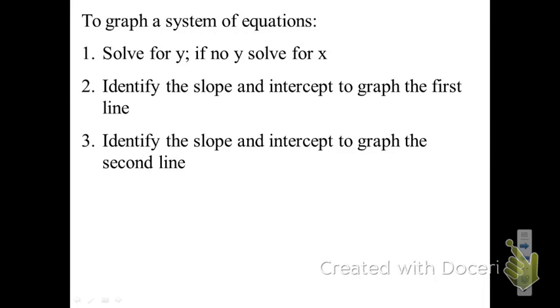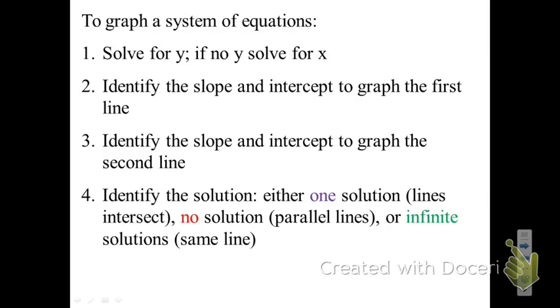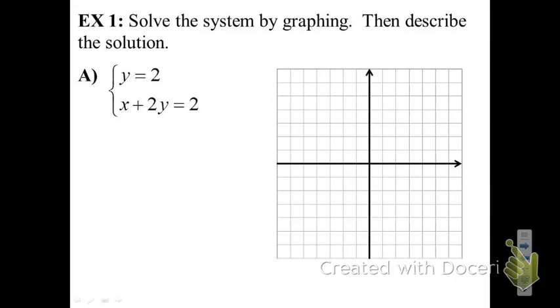So to graph a system of equations, the first thing that you're going to do is solve for y. If there happens to be no y in the equation, you will solve for x. The second step is to identify the slope and intercept to graph the first line. After you graph the first line, do the same thing, identify the slope and the intercept to graph the second line. After they have both been graphed, you want to identify the solution. You'll either have one solution if the lines intersect, no solution if the lines are parallel, or infinite solutions if they're the same line. So here's our first problem.